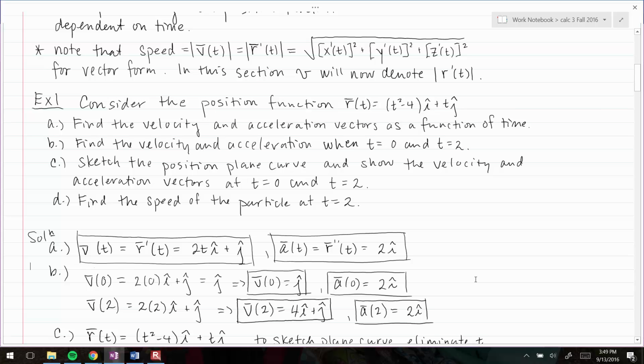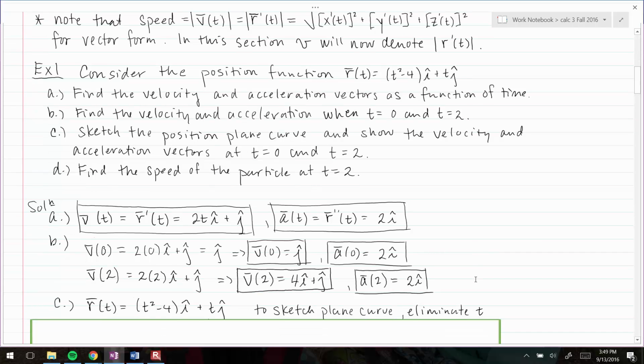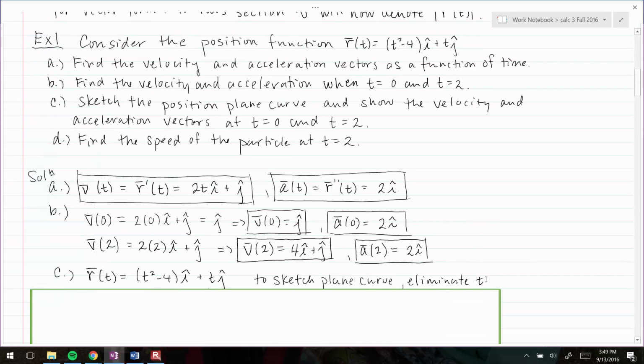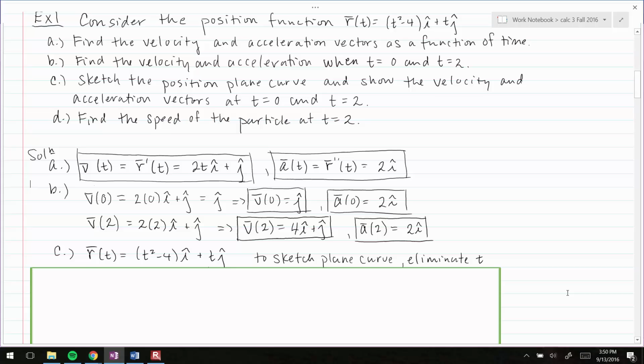Next we have sketch the position plane curve and show the velocity and acceleration vectors at t equals 0 and t equals 2. So this is something we've done in this chapter already. It's not absolutely necessary, but this is what you can think of as a parametric equation in vector form. And so if you can eliminate the parameter t, then it's easier to draw the xy curve. And it's xy because we have an i and a j component here.